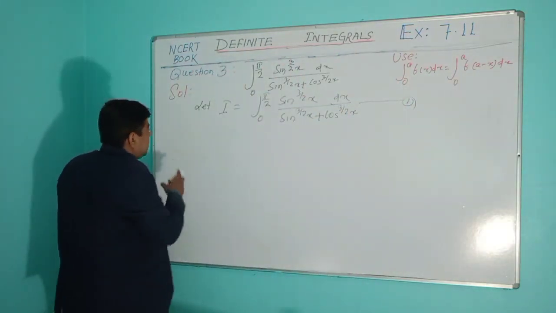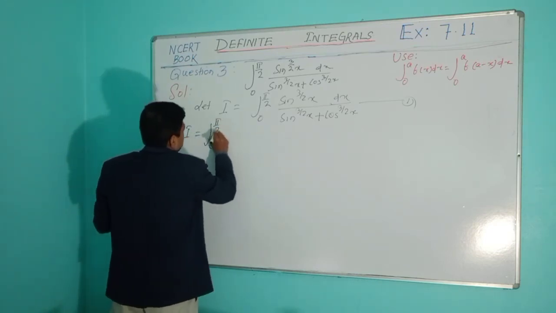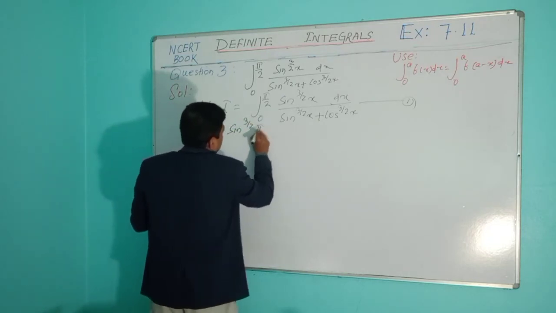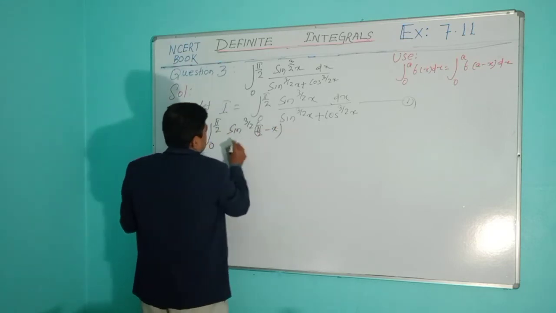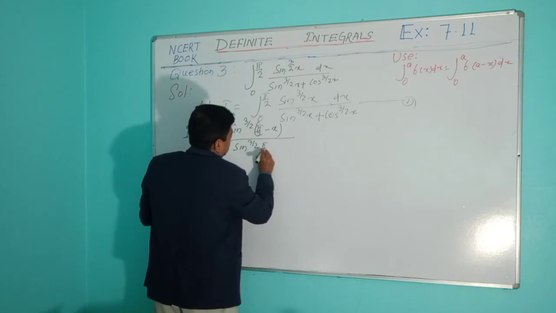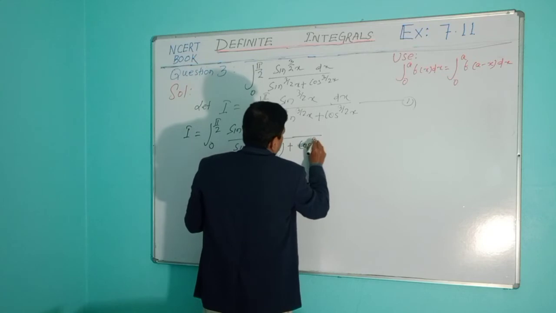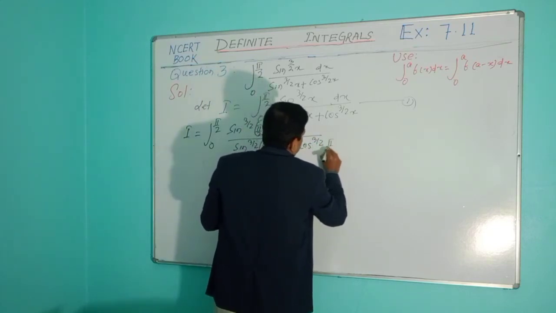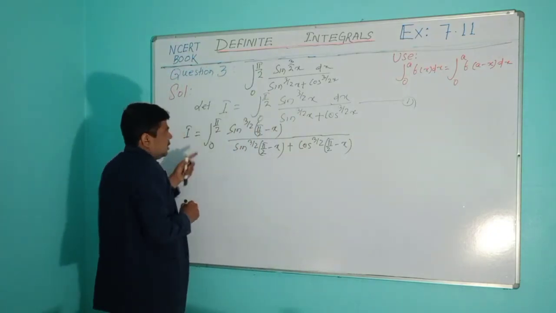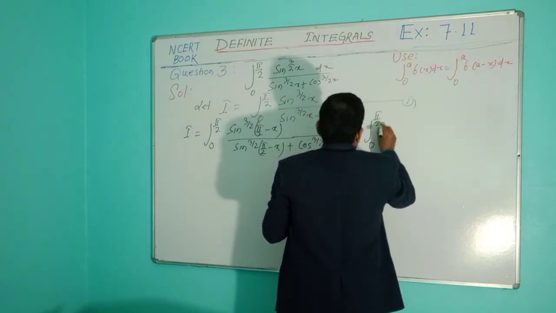Okay, so we can write I is equal to the integration from 0 to pi by 2 of sin to the power 3 by 2 of (pi by 2 minus x) divided by sin to the power 3 by 2 of (pi by 2 minus x) plus cos to the power 3 by 2 of (pi by 2 minus x). Understand or not? Using this property.